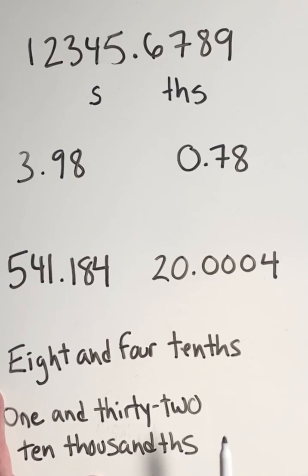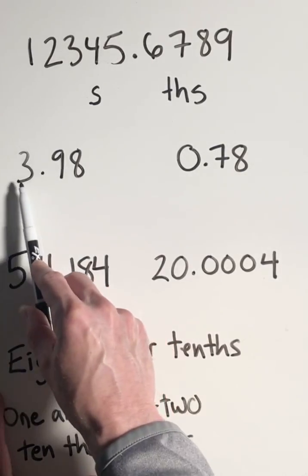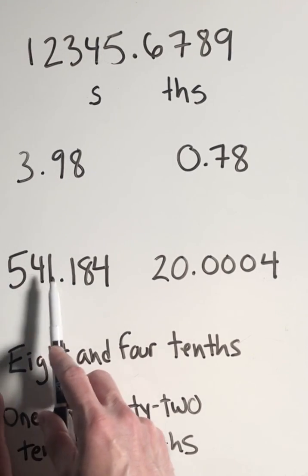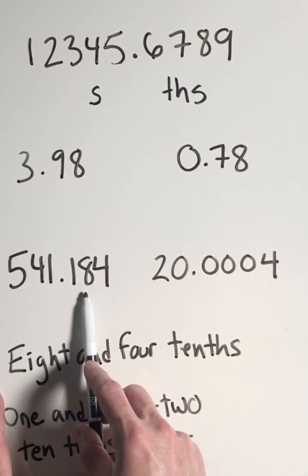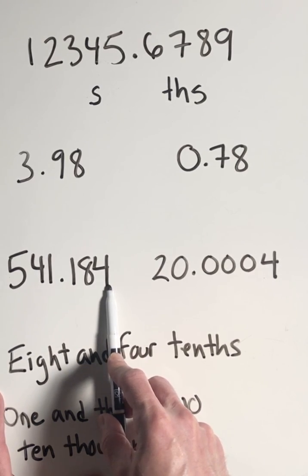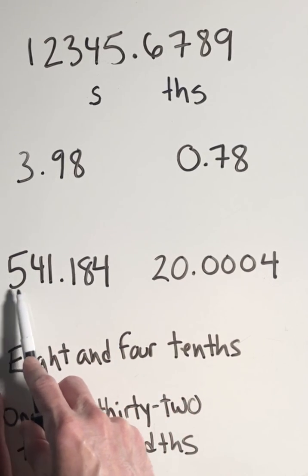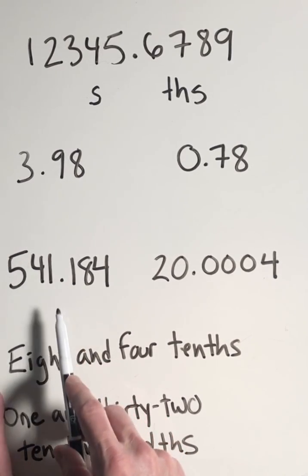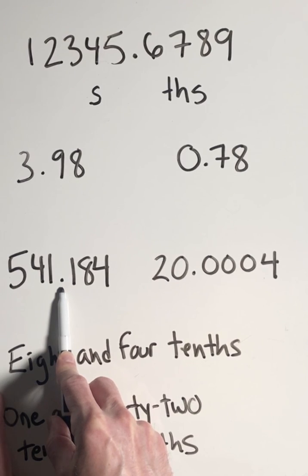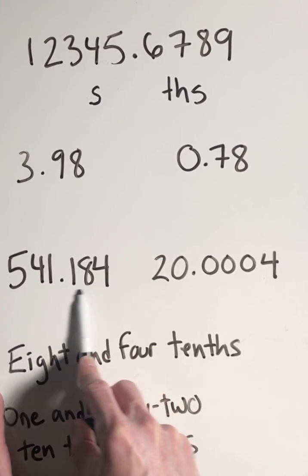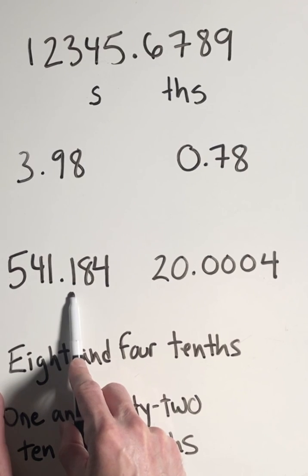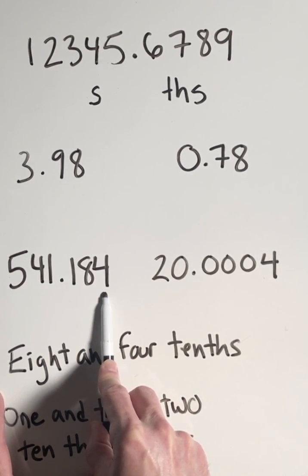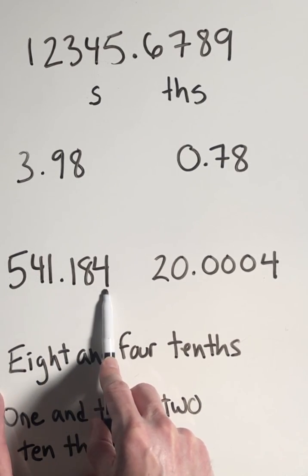We would also need to look at numbers that are larger than ones and zeros. So this is 541 and 184 thousandths. 541, not 541. The and is only reserved for the decimal point. To determine how to pronounce this, we would go tenths, hundredths, thousandths. The 4 needs to be in the thousandths place, so this is 184 thousandths.